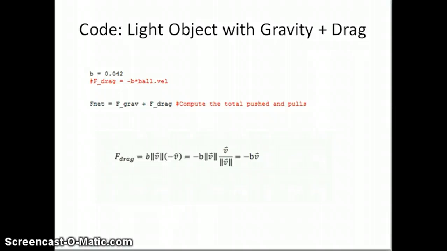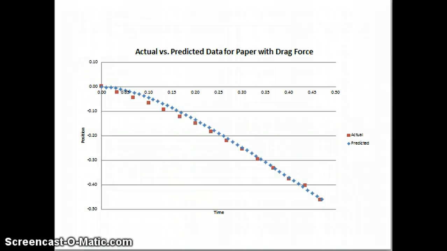In this case, my b value was 0.042, which was much smaller than my previous b value of 0.16. Now, when I exported this data into Excel and graphed it with my actual data, it shows a much better fit to the actual data and almost fits perfectly, as you can see right here. As you can see, the paper does reach terminal velocity after about 0.15 seconds because the magnitude of the drag is equal to the magnitude of the gravity.